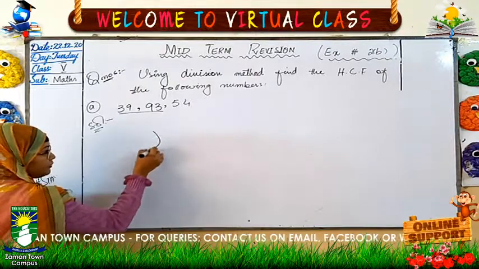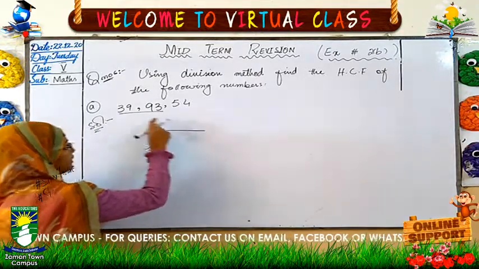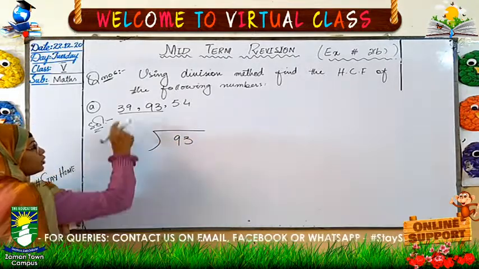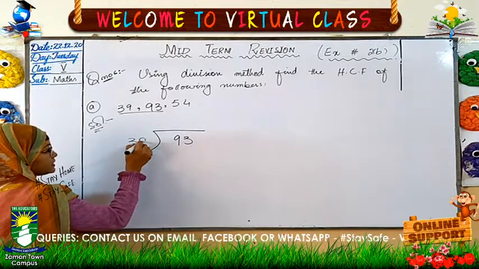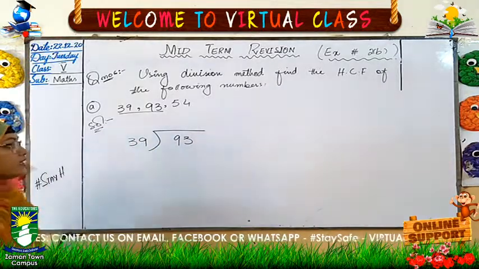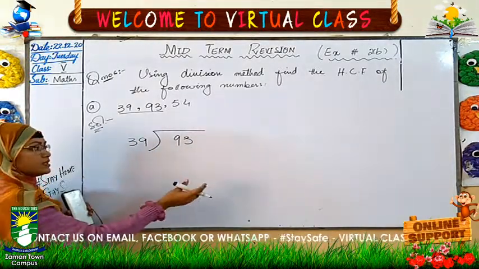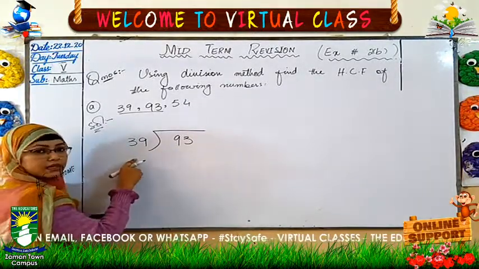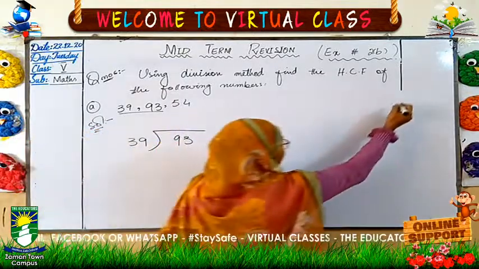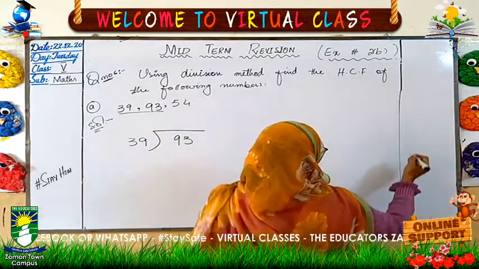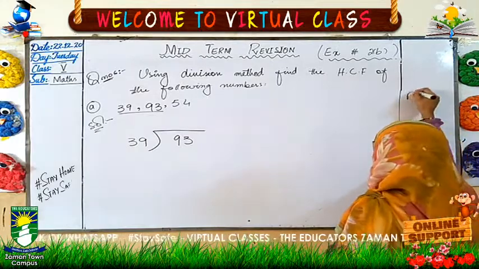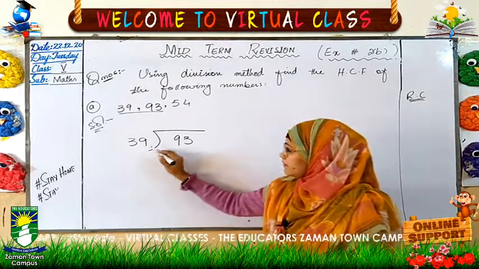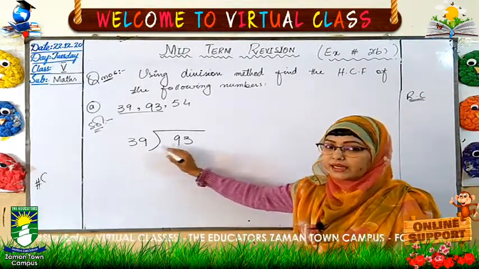We are taking the first 2 numbers. Here we are taking 93 as a dividend and 39 as a divisor, because 39 is less than 93, or you can say 93 is greater than 39. Now what we have to do? We have to divide 93 by 39. We have to make a rough column here. In our rough column, we have to select a number by which multiplying by 39 we get 93.